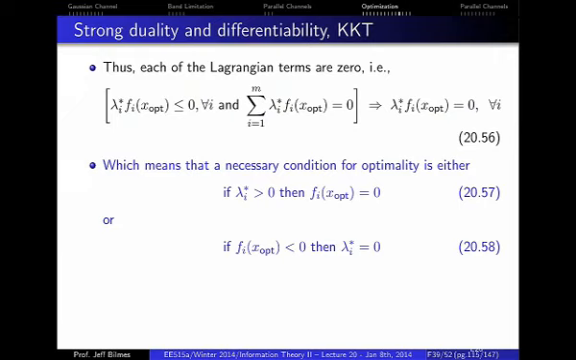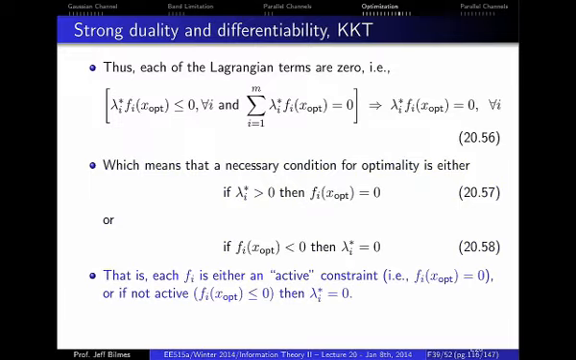A necessary condition for optimality is either if lambda i star is greater than 0, so we're not saying that lambda i star has to absolutely be 0, but if it is greater than 0, then it must be true that this is equal to 0. If, on the other hand, this guy is strictly less than 0, then it puts a requirement on lambda i star being equal to 0. So this gets into this notion of active constraints. So either f i is active, it's an active constraint, meaning it's in some sense actively constraining the solution by being equal to 0. Or if it's not active, meaning it's not actively constraining, we're not at its boundary, then the lambda i's have to be equal to 0.